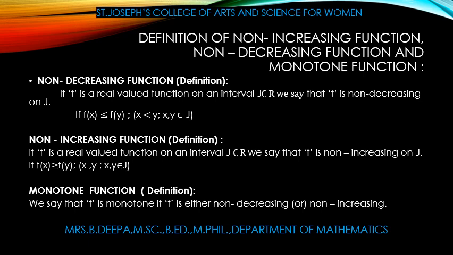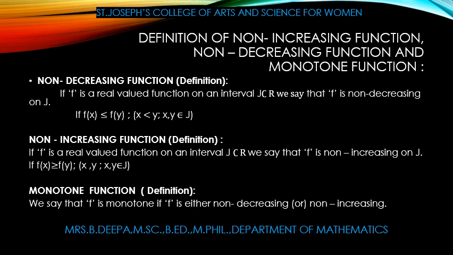Next one is definition of non-increasing function, non-decreasing function, and monotone function. First one is non-decreasing function. Definition of non-decreasing function: if f is a real valued function on an interval J, J subset of R, we say that f is non-decreasing if f of x is less than or equal to f of y, x less than y, x comma y belongs to J.